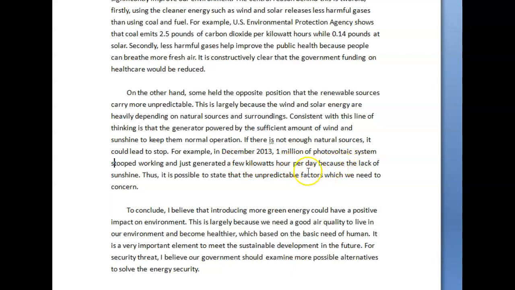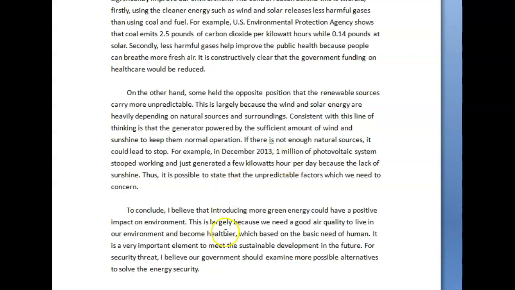Thus, it's possible to state that the unpredictable factors, no, grammar. Thus, it is possible to state that there are unpredictable factors which we need to consider, not concern. Grammar and vocabulary are consistently an issue here, okay?